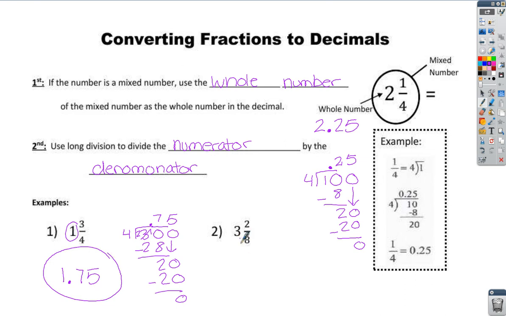Now let's look at number 2. We have a whole number, so we're going to bring it down and write our decimal. But we need to figure out our fraction, and how we're going to do that is to long divide. So we have 2 divided by 8. 8 can't go into 2, so we know we're going to have a decimal. How many times can 8 go into 20? Well, 8 times 2 is 16.